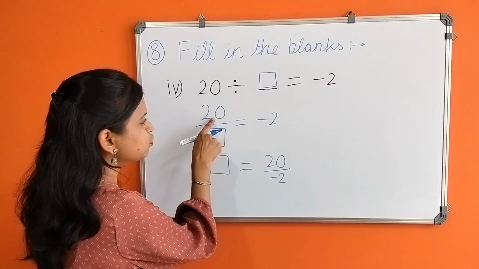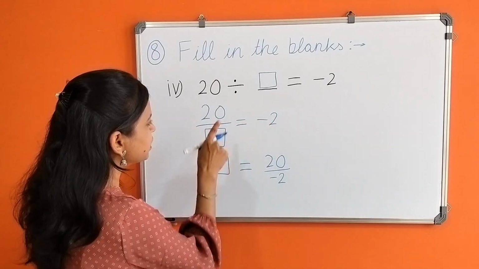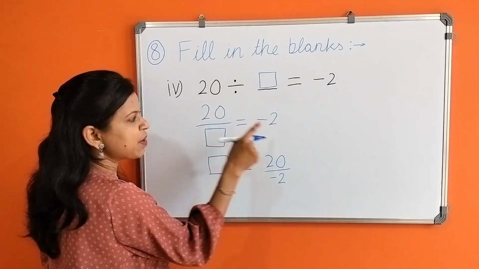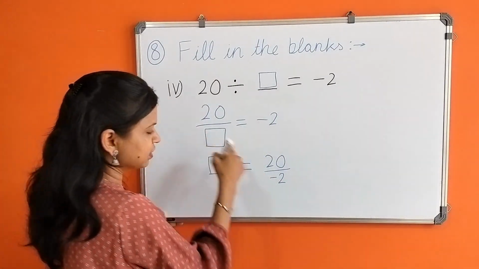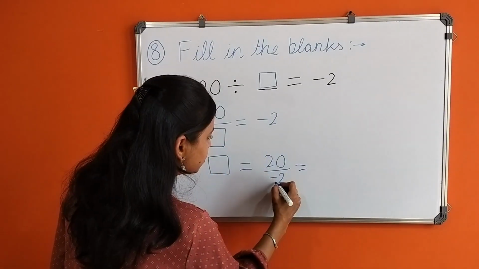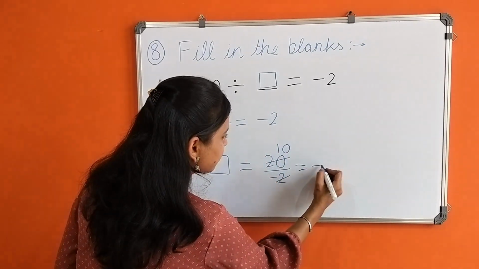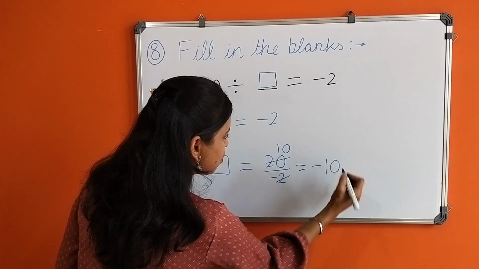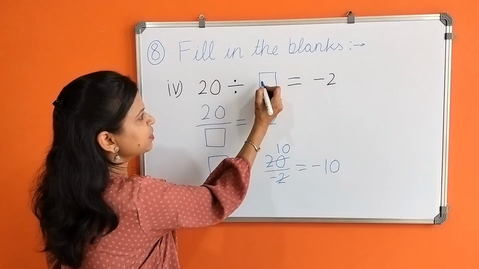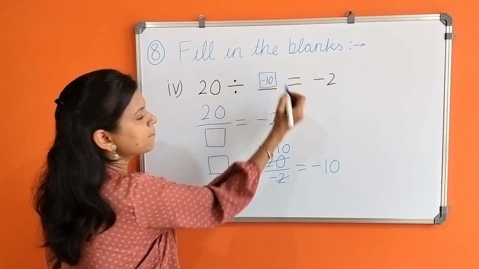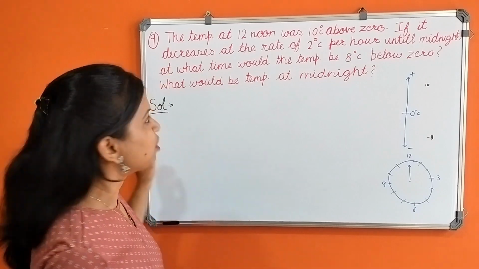We will divide 20 by minus 2. We will divide this numerator by the other numerator. Then we will find this denominator. 2 tens are 20 and the minus sign, one minus sign is here. So, minus 10 is the answer. So, in the box what will come here? Minus 10.